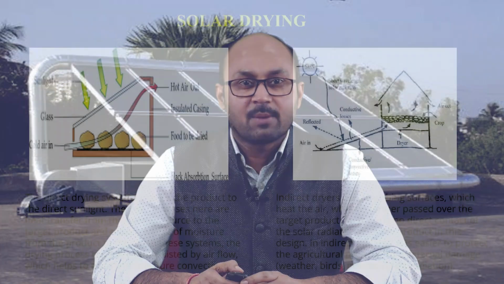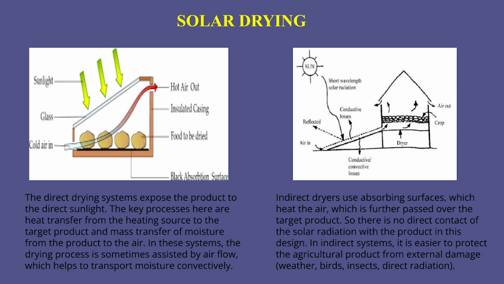We will understand these two types of solar drying with the help of these two diagrams. The first one is the direct solar dryer, and the second one is the indirect solar dryer. In the direct solar dryer, we can see this with the help of this diagram. We try to understand it. The direct drying system exposes the product to direct sunlight. The key process here is heat transfer from the heating source.